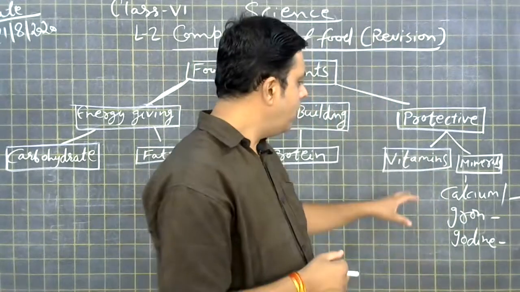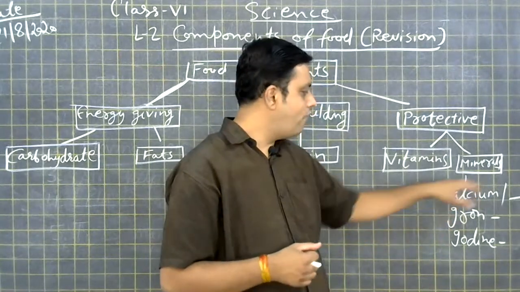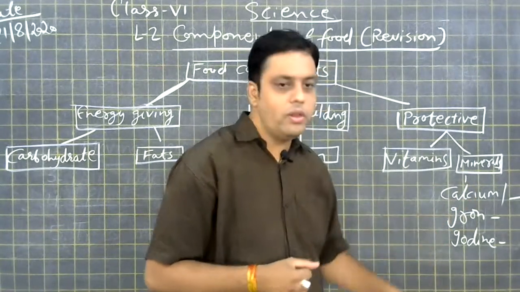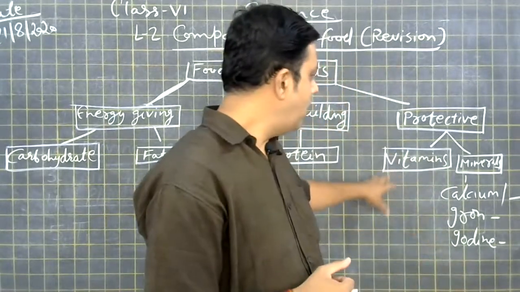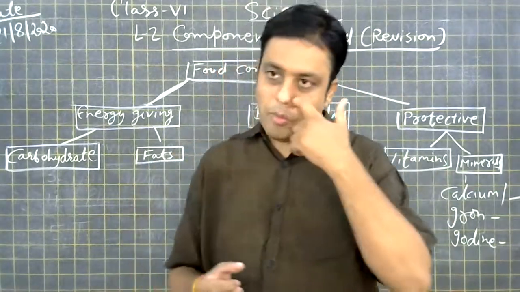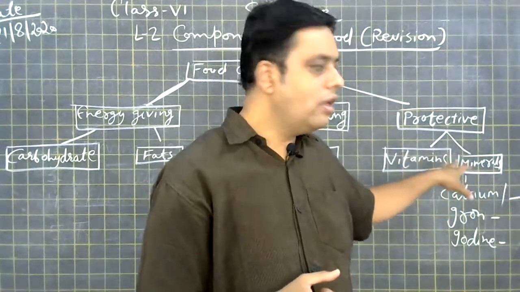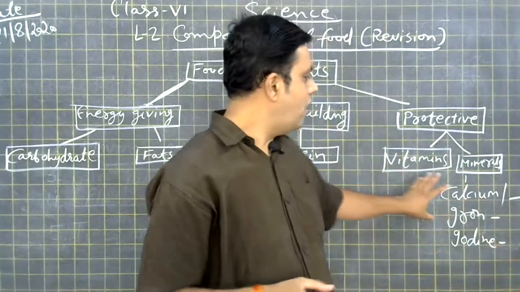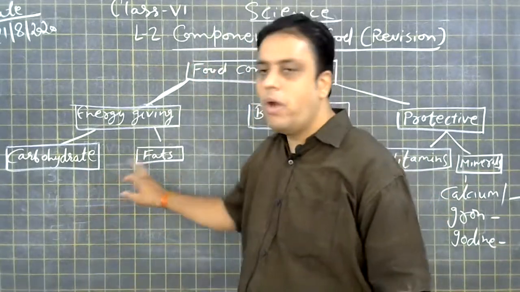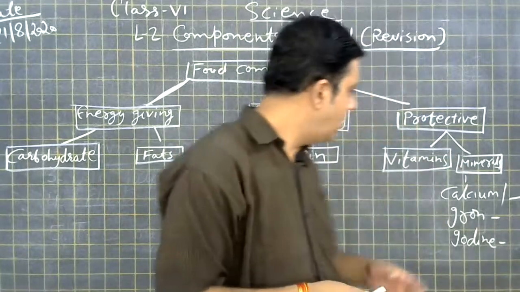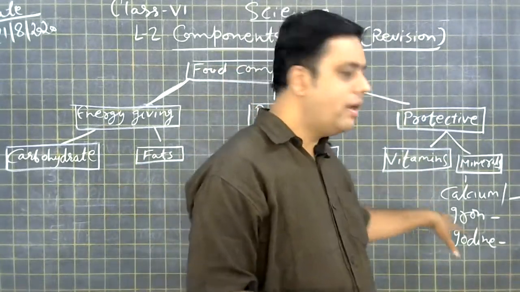These are the minerals: calcium and phosphorus, iron and iodine. These are the main minerals that are necessary. So many other minerals are also there, like potassium and other things, but we are talking here about the main minerals. So we have already discussed carbohydrate, fat, protein, vitamins, and minerals. In the minerals, calcium, iron, and iodine.